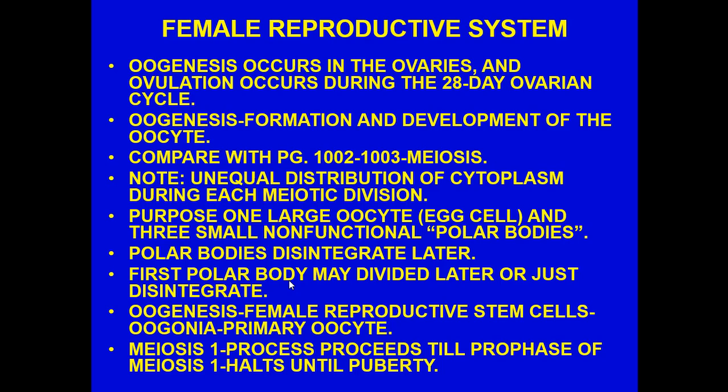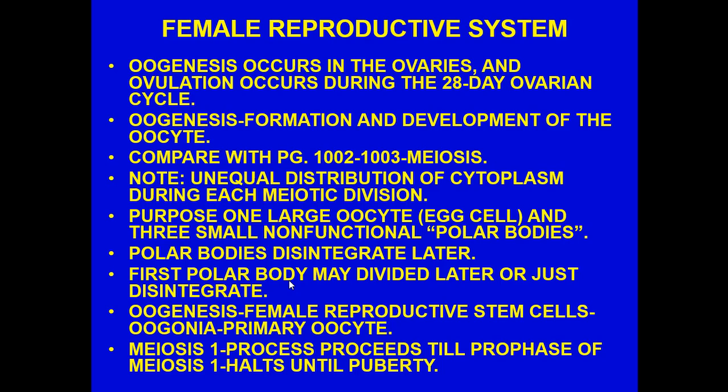If you equally divided the cytoplasm into 4 separate oocytes, you would not get sufficient cytoplasm to sustain the developing zygote for the long run. Instead, because of the unequal distribution, you're going to have one large oocyte, an egg cell. The other cells that are produced get shortchanged, get cheated. They get small, tiny cells. They have very little cytoplasmic material, so they're called polar bodies.